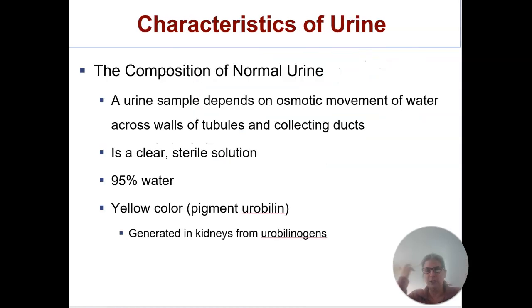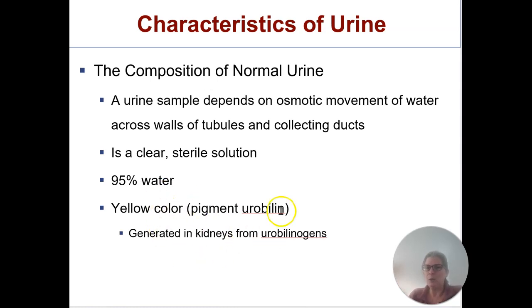Now, if we look at urine, which we'll be doing in lab, we know that urine depends on the movement of water, right? It's a lot of water. It's about 95% water. It is clear. It should be clear. You should be able to see through it. It's sterile. There shouldn't be bacteria in it. Technically, you could drink it. If you're out in the middle of the desert, you have no water, you could probably drink it once, maybe twice before it becomes too toxic.